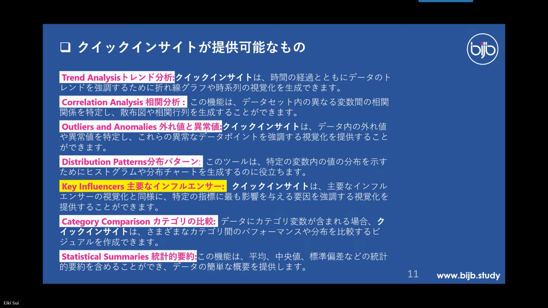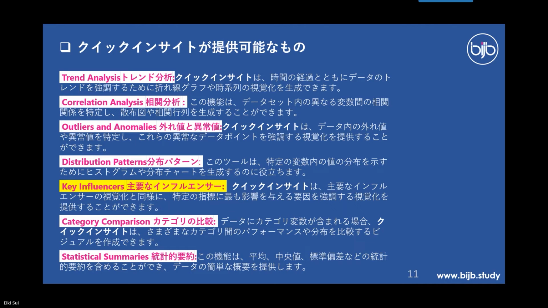Correlation analysis. The feature may identify correlations between different variables in the data set, generating scatter plots, correlation metrics, etc. Again, in this case, it allows comparing several business data sets to each other and finding opportunities, hidden patterns, risks, etc. Outliers and anomalies. Insights can identify the outliers and anomalies in the data and provide visualizations to highlight these unusual data points. Very important for businesses to find anomalies, very important for security as well as sales business analysis.